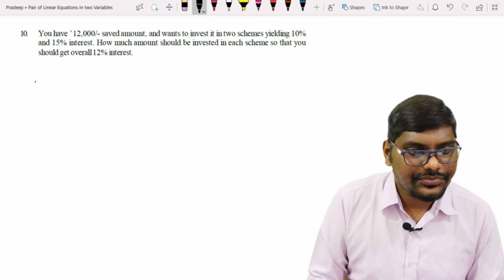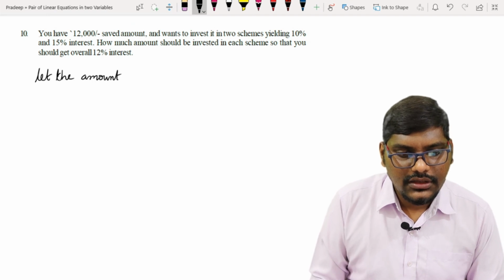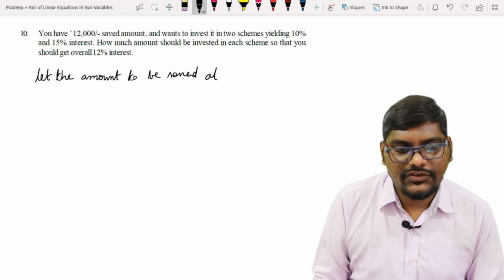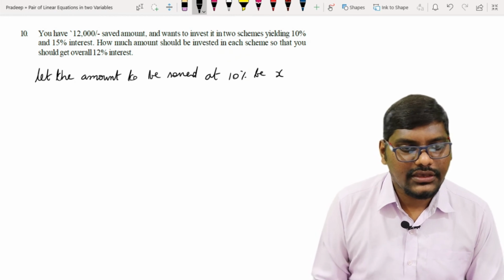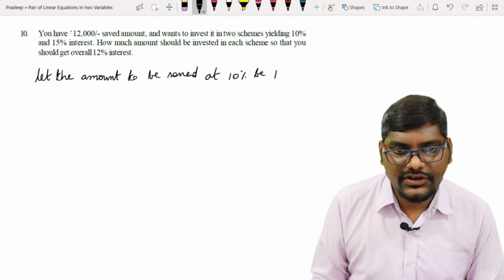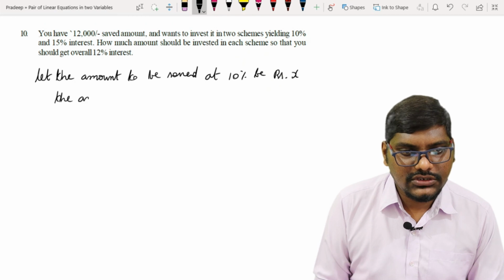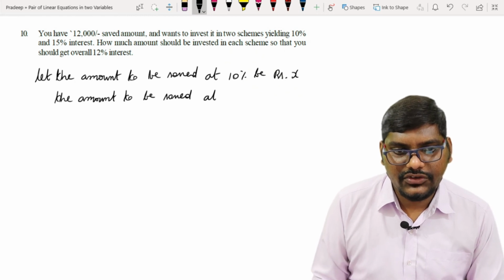So I can write, let the amount to be saved, in the first case, that is for 10%, we'll write it as x. Okay, and we'll say it was rupees x. In the second case, I can write the amount to be saved. What is the second case? That is 15%, so I can write 15% by y.